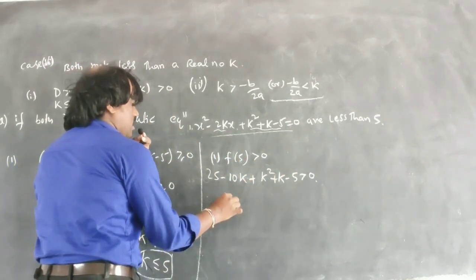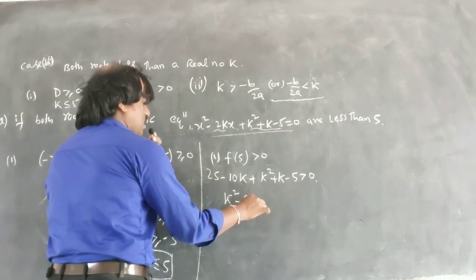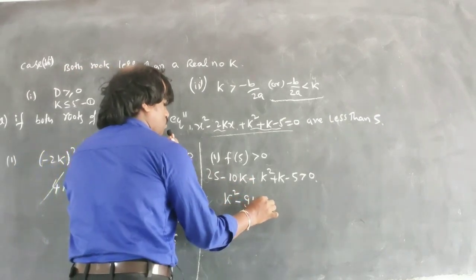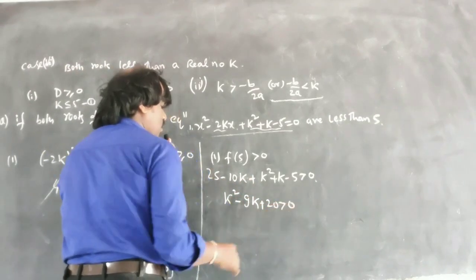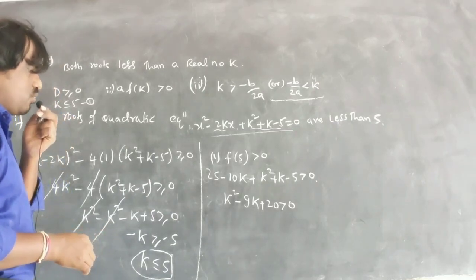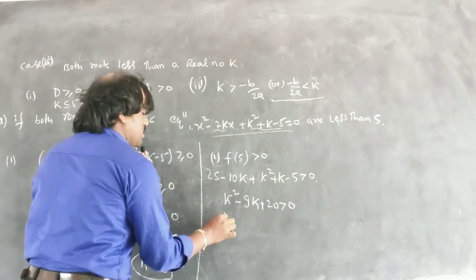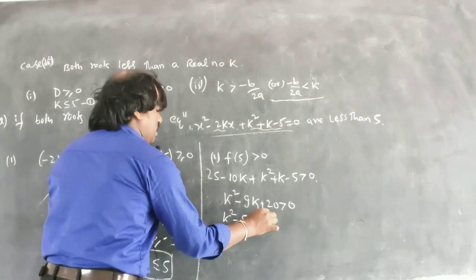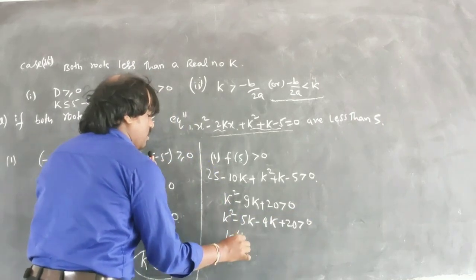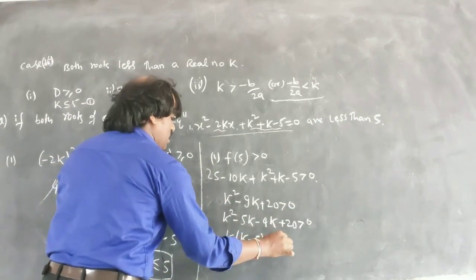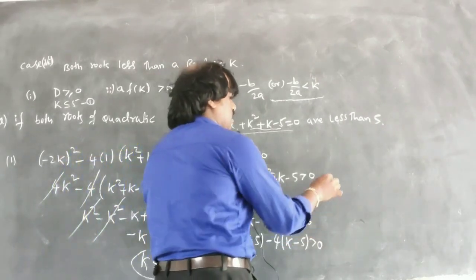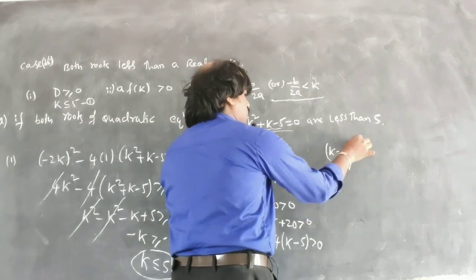So what I am going to get here is k square minus 9k, 25 minus 5 is 20, plus 20 is greater than 0. So 1 into 20, and 5 fours are 20. So k square minus 5k minus 4k plus 20 greater than 0. Now take k common and minus 4 common: k minus 5, minus 4 times k minus 5, greater than 0. Meaning the factors are k minus 5 into k minus 4.